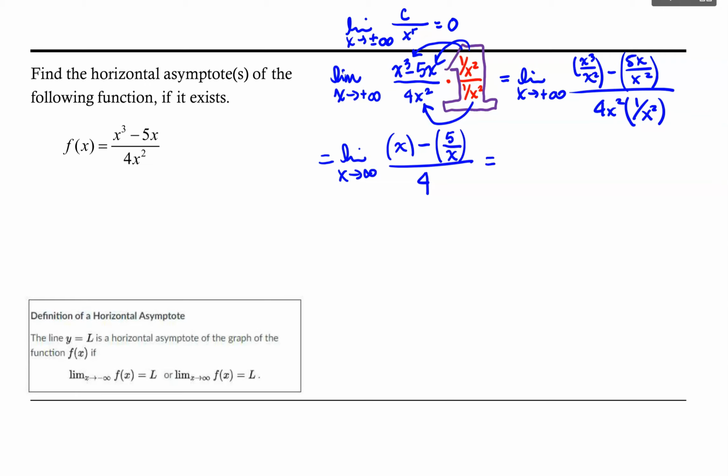Okay, so we're taking the limit as x approaches infinity. And so this is kind of interesting. This is kind of like, as x approaches infinity, x in my numerator approaches infinity. So I'm going to put that in quotes. It's headed towards infinity minus my 5 over x. As x approaches infinity, this will approach 0. So we're going to have a 0 over 4.